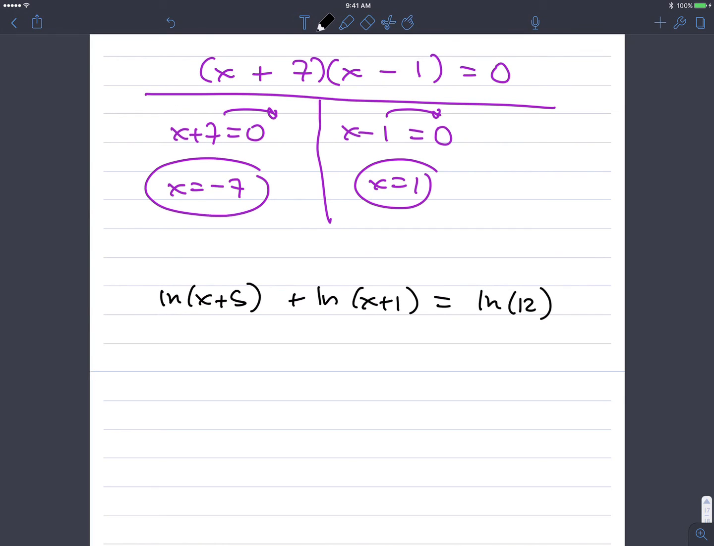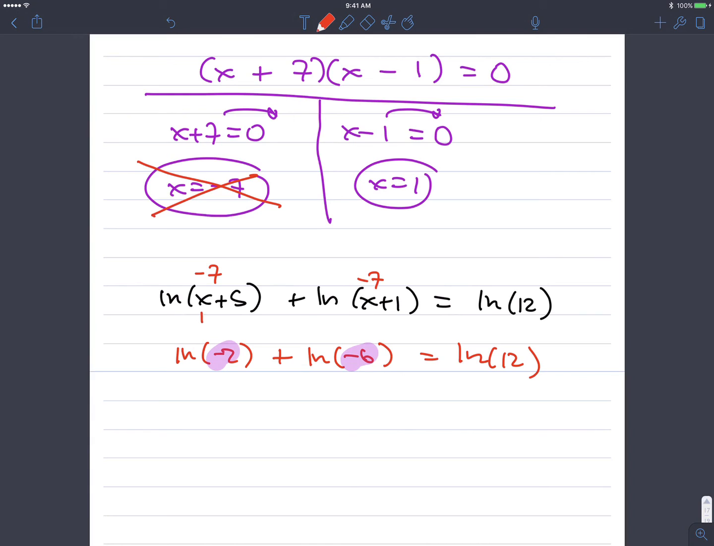Let's check to see if we have any extraneous solutions. When x is negative 7, we get the natural log of negative 2. Already, we throw this out. We could check the other one just for fun, I guess. But the point being is, this is enough right here. Can never have natural log of a negative. That's enough to throw out the negative 7.